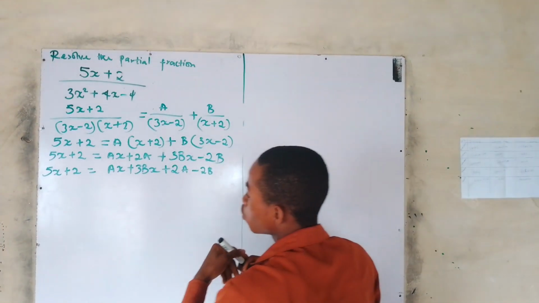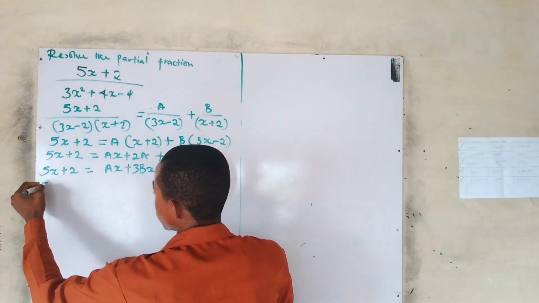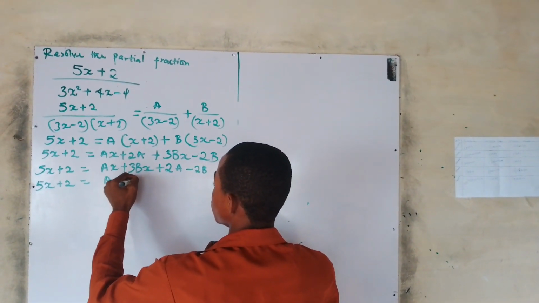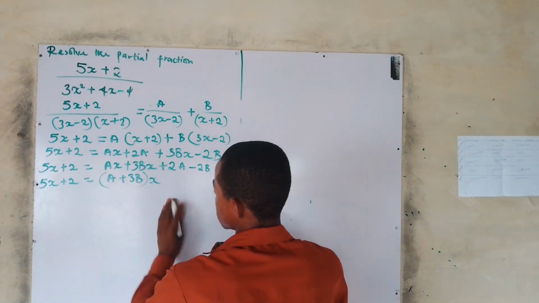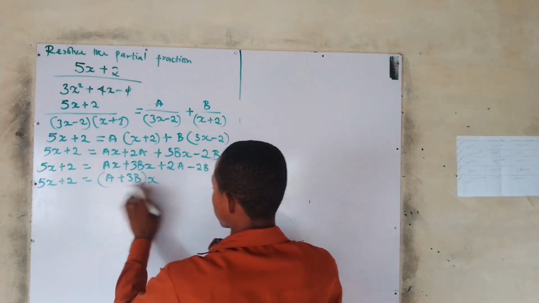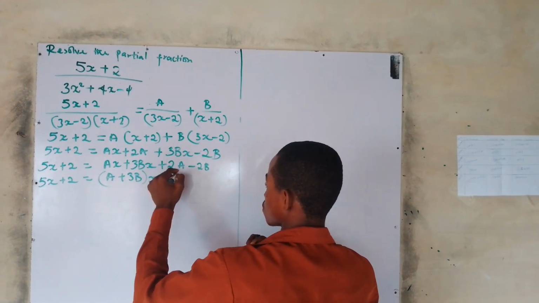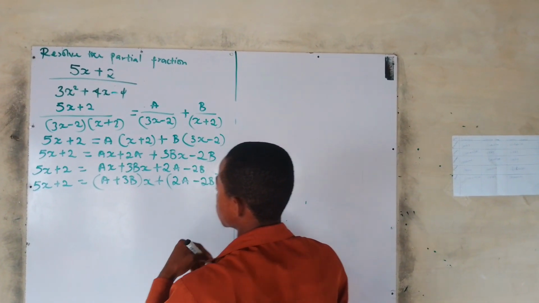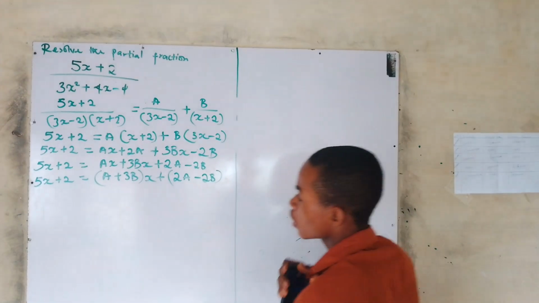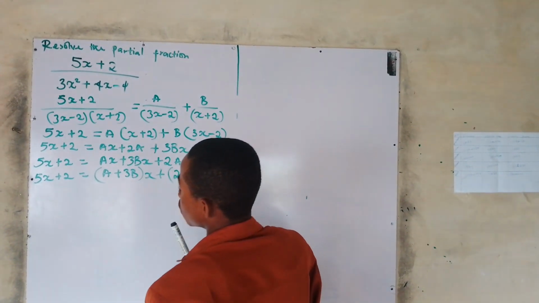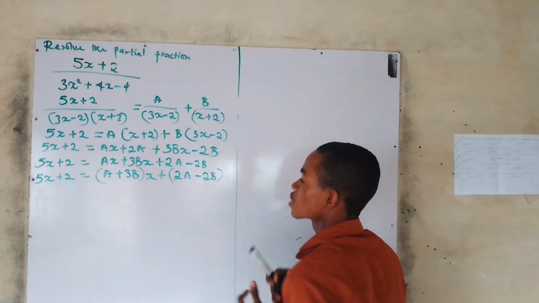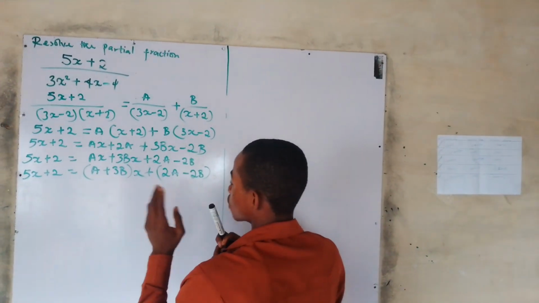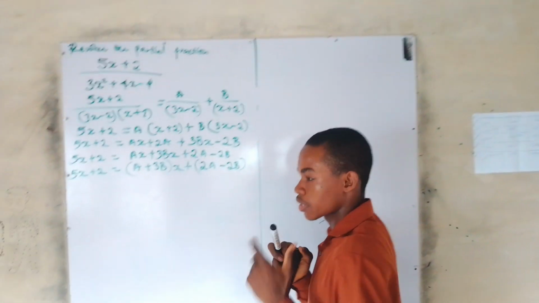So from here we can say that 5x plus 2 is equal to (A plus 3B) bracket x, because this x is with both of these values here, plus (2A minus 2B). You can put them in brackets. From here we are going to equate the coefficients of x and the constant terms. What are the coefficients of x? The values that are with x. And what are the constant terms? The values that are not with x. That's what I mean.